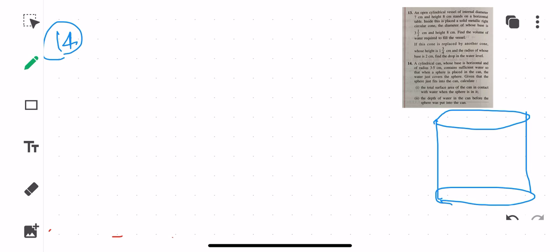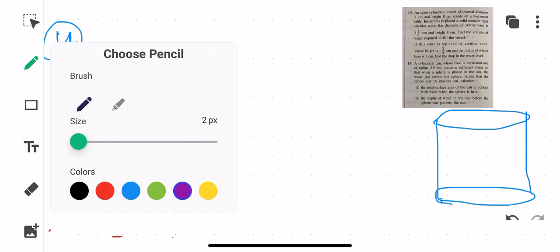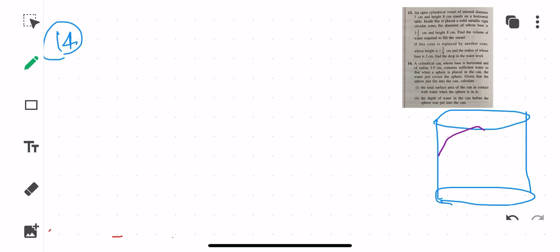Now what you will be doing here, they are saying that it contains sufficient water that when a sphere is placed in the can, the water just covers the sphere. So there is a sphere that is being placed. I'll be just marking it with another color. So this is the sphere, children, that is being placed. They are saying that whenever this sphere is placed, the water is up to a distance that it is just covering the entire sphere. This is what they are saying.